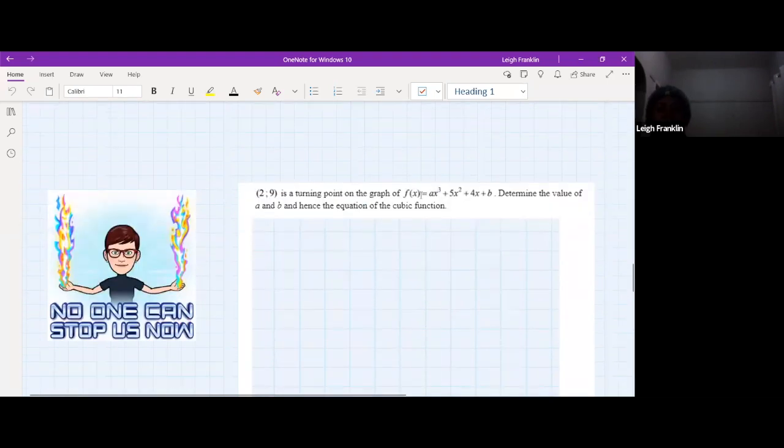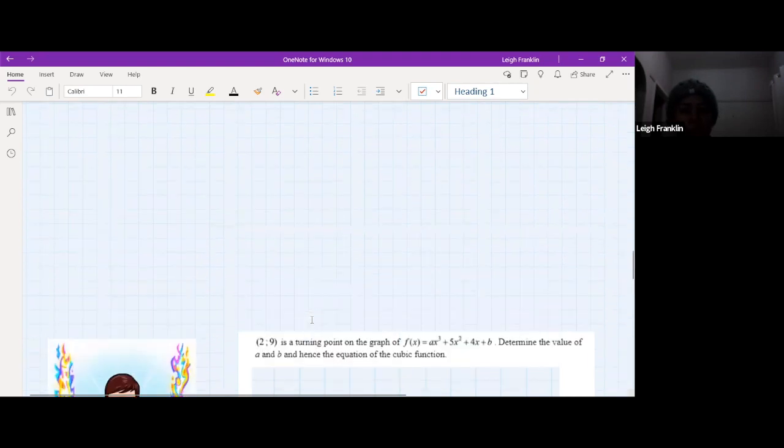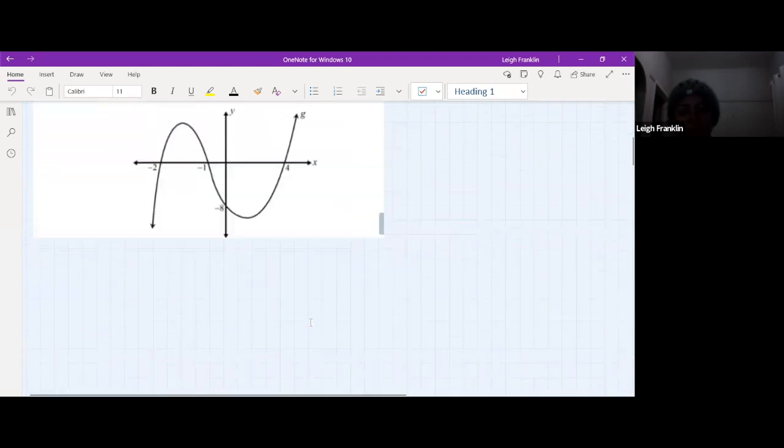In other words, they'll say to you, f of x equals ax cubed plus 5x squared plus 4x plus b. And then the first question in the exam will be, show that a is this and b is that. That's essentially your question on determining the equation of the cubic function. That's often how it gets presented to us, so that's why I want us to go through questions like that.